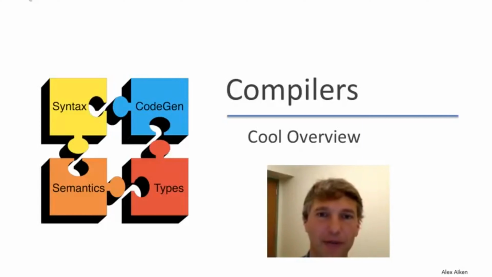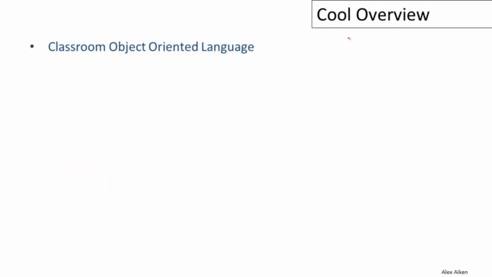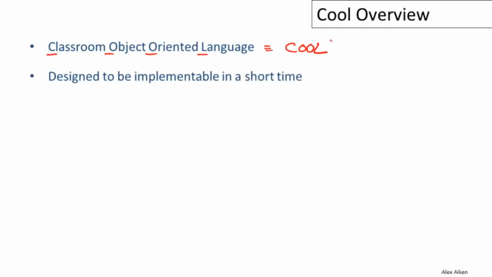Hello. In this and the next few videos, I'm going to be giving an overview of Cool, the programming language for which you'll be writing a compiler. Cool is the classroom object-oriented language, and the acronym, of course, is COOL. And the unique design requirement for Cool is that the compiler has to be able to be written in a relatively short period of time.